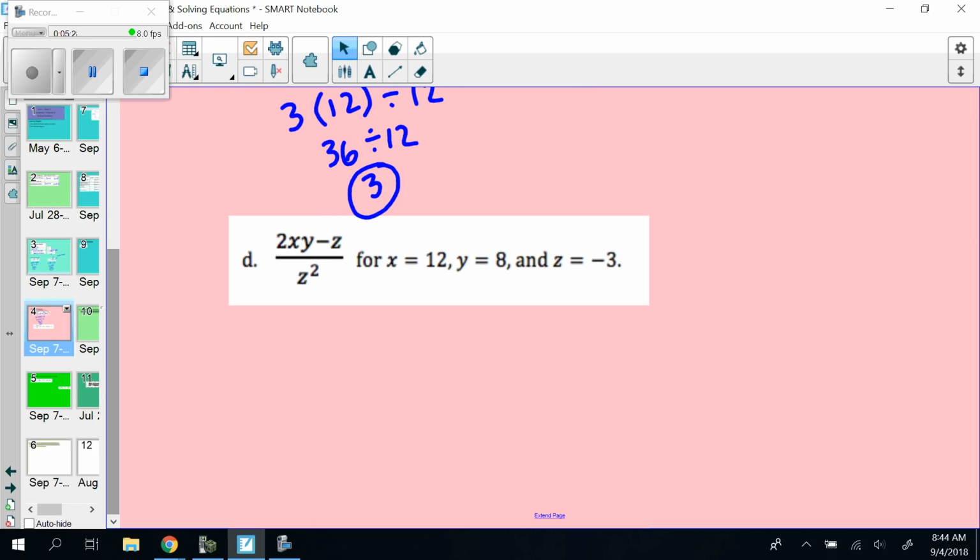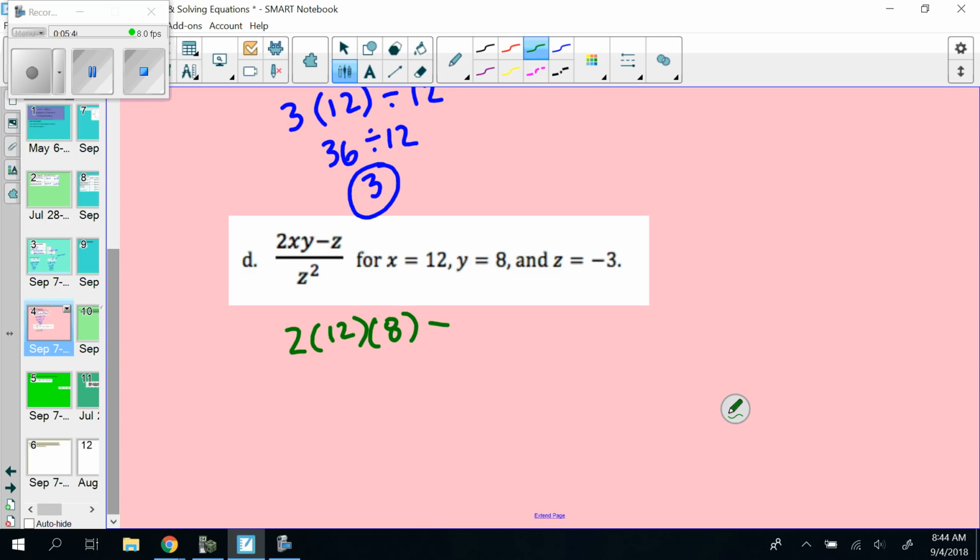Okay, on D, again, we want to substitute. So first step, put all those numbers in. We're putting 12 in for the X. We're putting 8 in for the Y, minus -3 in for the Z. And here we've got the same variable on the bottom, so we're also putting the same number in there. Okay, so now looking at this, we do have some parentheses. They're all evaluated.